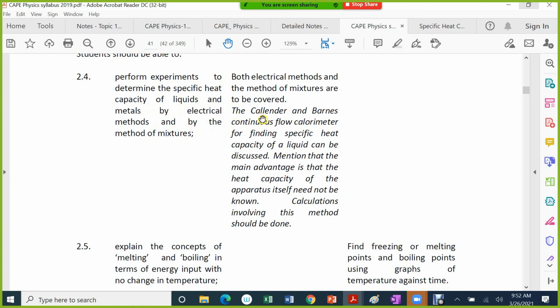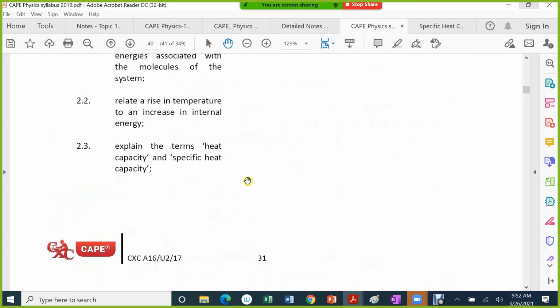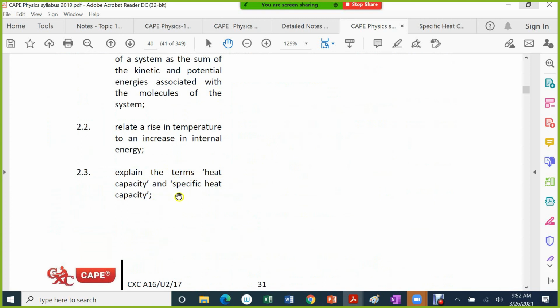We looked at different methods that we essentially could use to find the specific heat capacity of a liquid or of a metal, using the electrical method and the method of mixture. Here is where the Callendar and Barnes continuous flow calorimeter comes into play. So that's the reason why I had to make mention of that, right? It says that we should mention the main advantage of using this. This is the more reliable thing to use, as I would have stated to you.